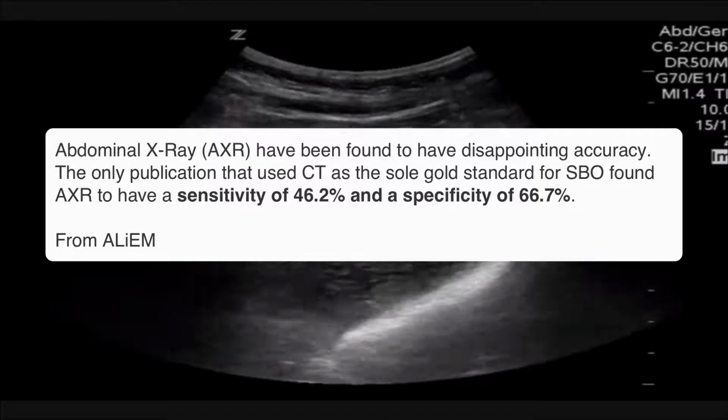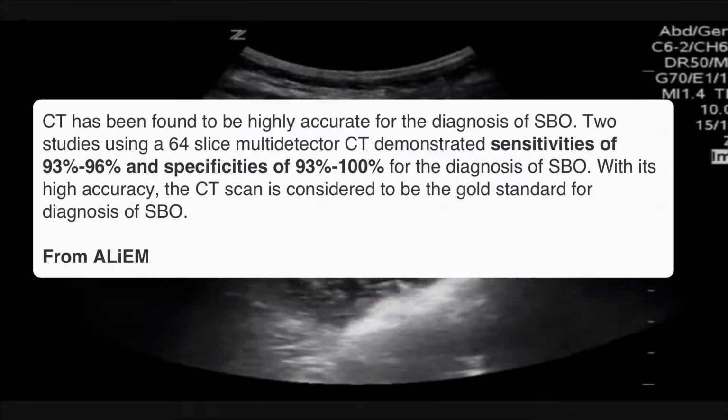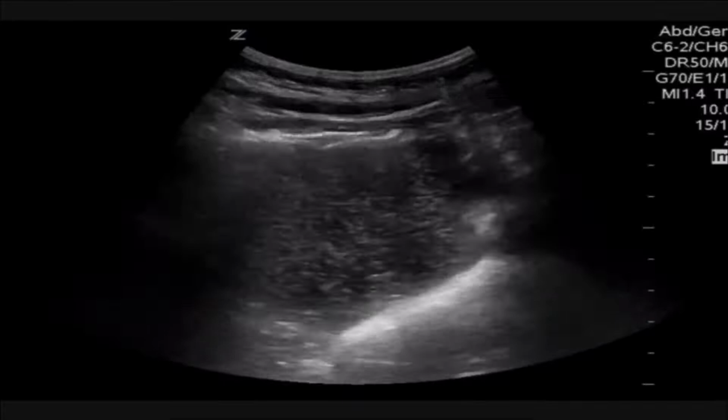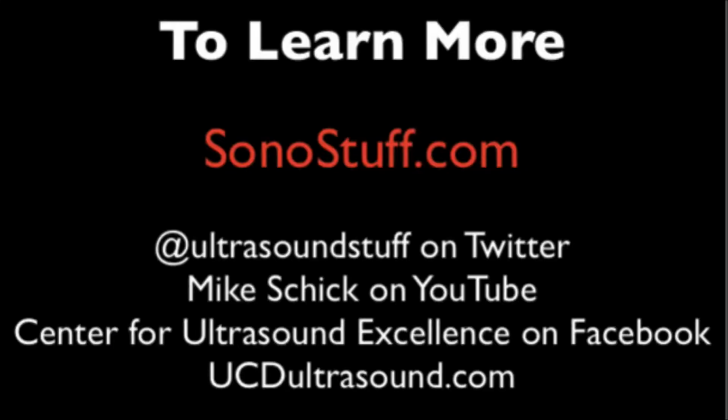X-ray is not the greatest either, and so you may have to go to CT with IV and/or oral contrast. But if you're concerned about a surgical emergency, get your surgeon down to evaluate the patient early, do frequent exams, and use point-of-care ultrasound to help guide your management in the right direction.